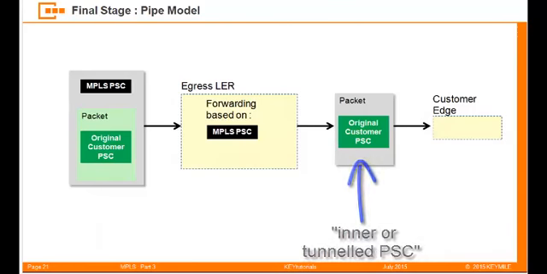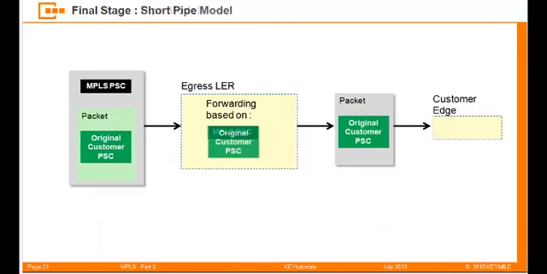The second model is called the short pipe model. Here the difference is that the forwarding of packets in the egress LER is according to the customer PSC. But as with the pipe model, the packet exits the MPLS domain with its original customer PSC.